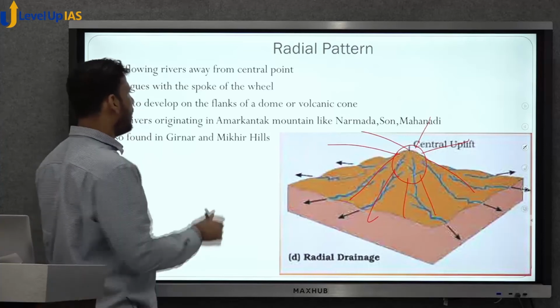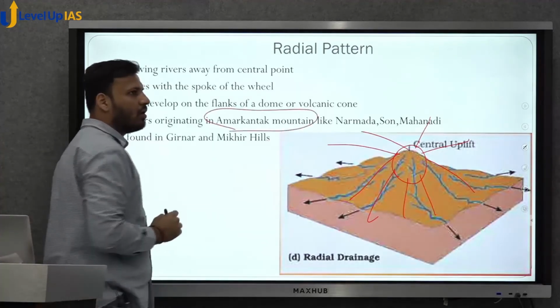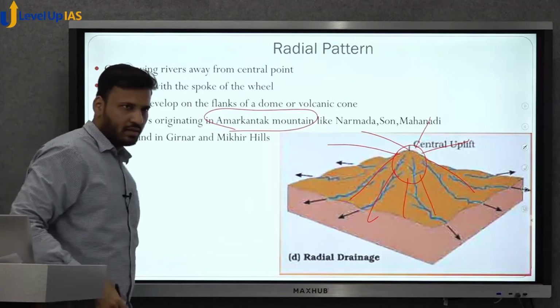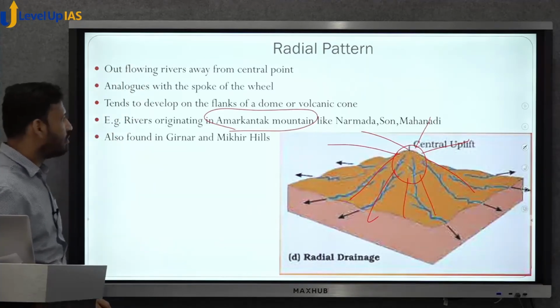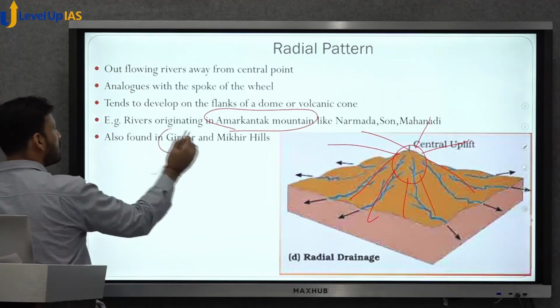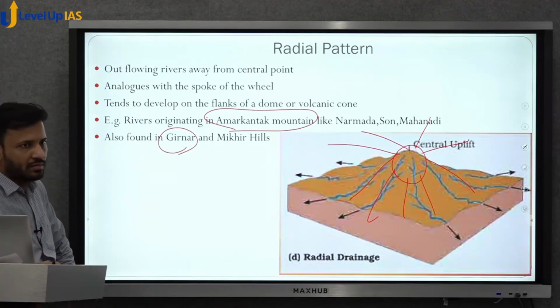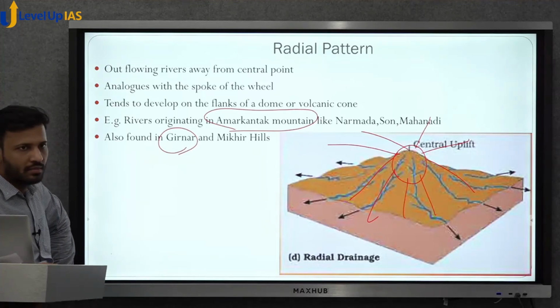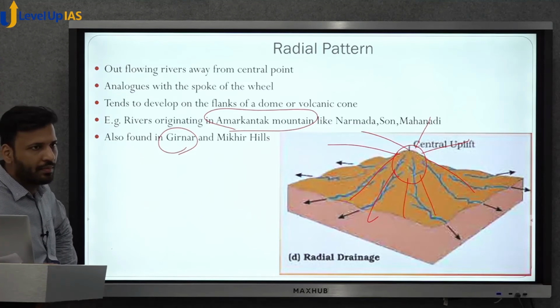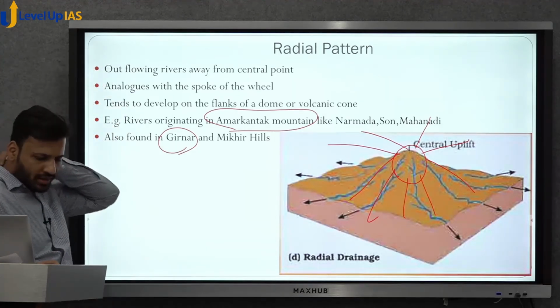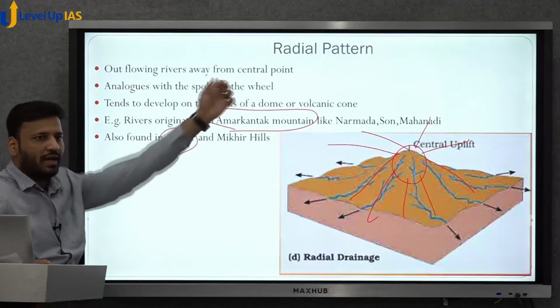Example क्या है इसका? अमरकंटक प्लाटू, नर्मदा origin हो रही है, सोन origin हो रही है. Getting it? From all sides, many rivers are originating. Also Girnar in Gujarat and Mekhla Hills in the northeast. They are examples of radial type of drainage pattern. No, circular is different. Getting it? Okay. So this is called radial type of drainage pattern.